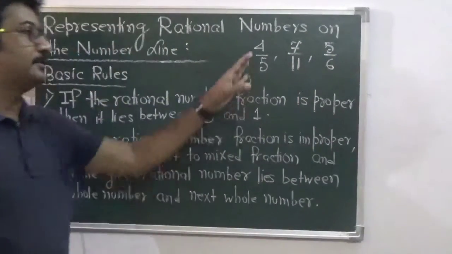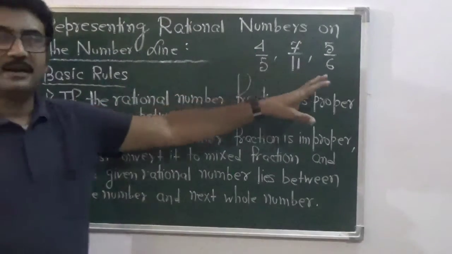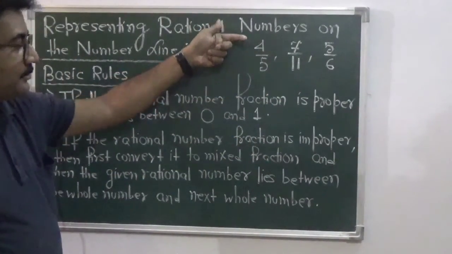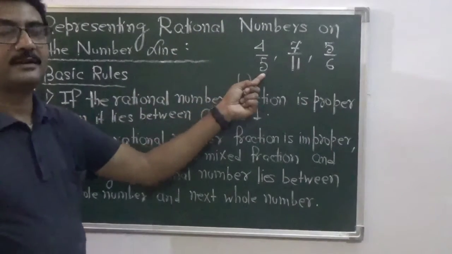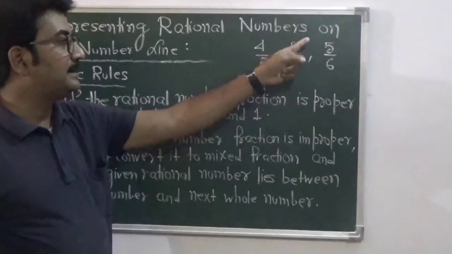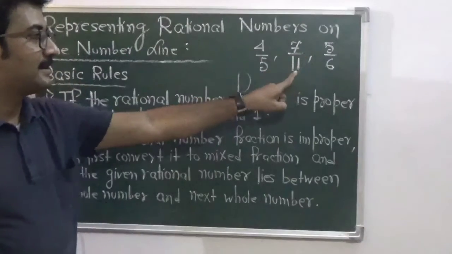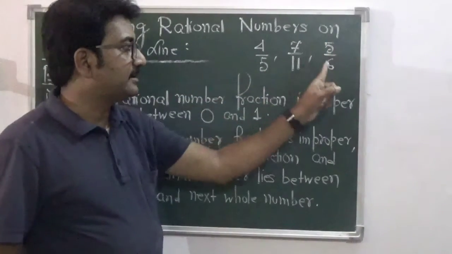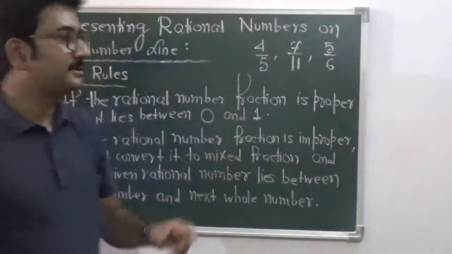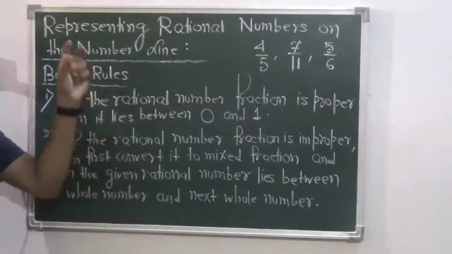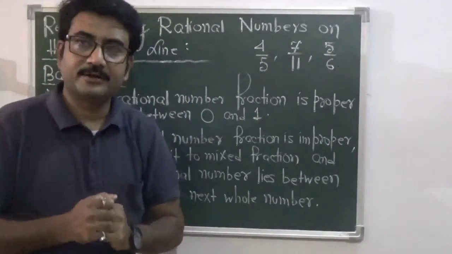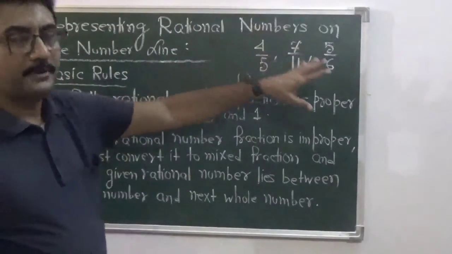So if you look into these rational numbers, you will observe that the numerator in this case, which is 4, is less than the denominator, which is 5. Similarly, the numerator 7 is less than the denominator 11. And the numerator 5 is less than the denominator 6. So these types of numbers in which the numerator is less than the denominator are called proper fractions.